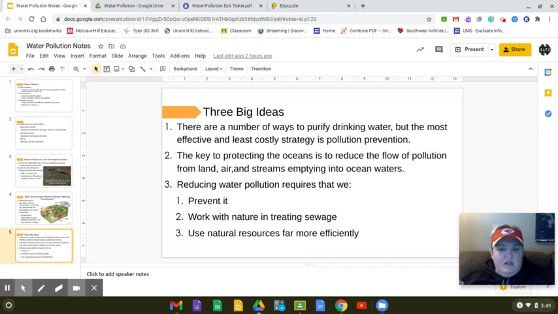Just don't do it. We have to work along with nature in treating sewage. Nature has its own ways of trying to get rid of things that don't belong there. We need to work with that. And then use natural resources far more efficiently. That means things like fossil fuels, coal, even our water. We have to be very diligent, very careful with how we're using that. So that is water pollution.